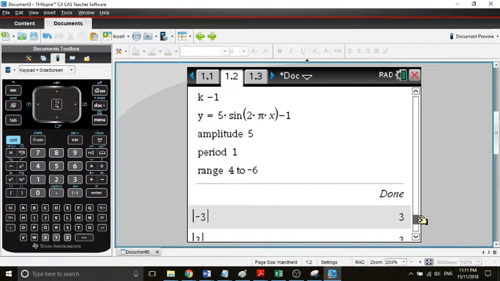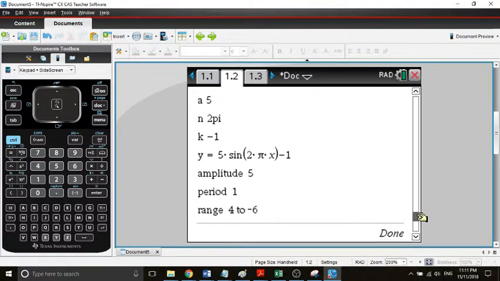So that's the next task to work on. I would like for you to do this with sine and also with cos. And with cos, all you're doing is changing sine to cos. So ask for a, ask for n, ask for k, put out the function, write the amplitude, write the period, write the range. And the range has to be smallest to highest. Here this is incorrect. Highest to smallest, it's got to be smallest to highest. I'll let you guys have a think about that because you guys are good at maths.